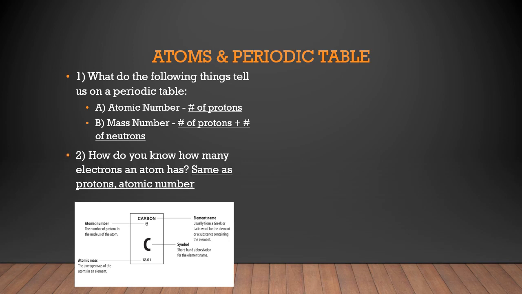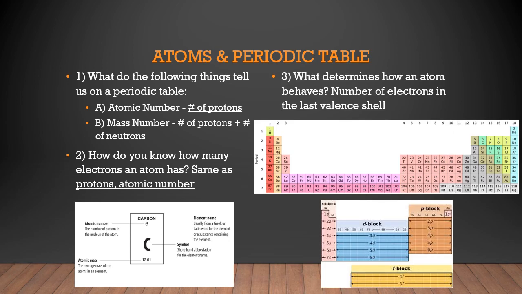How do you know how many electrons an atom has? It's going to be the same as the protons, or the atomic number. And the only time that is different is when it is in a molecule format and it is borrowing or lending its electrons. What determines how an atom behaves? The number of electrons in the last valence shell is how you're going to determine how an atom behaves. So hydrogen and everything in this column is going to behave like it has 1 electron and 1 electron to lend.